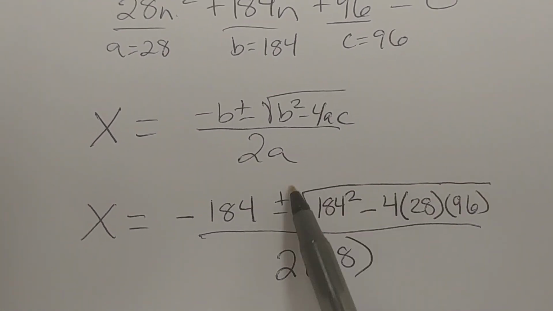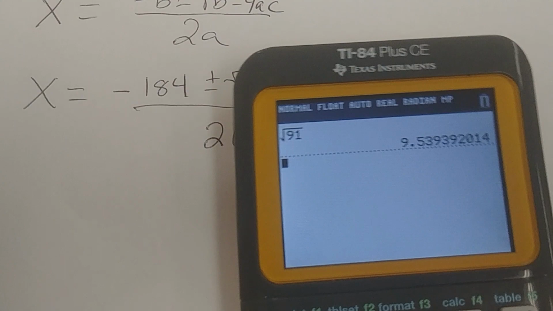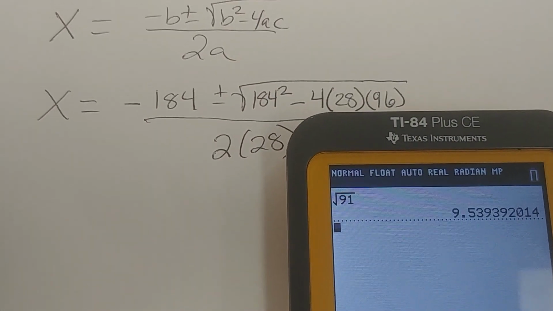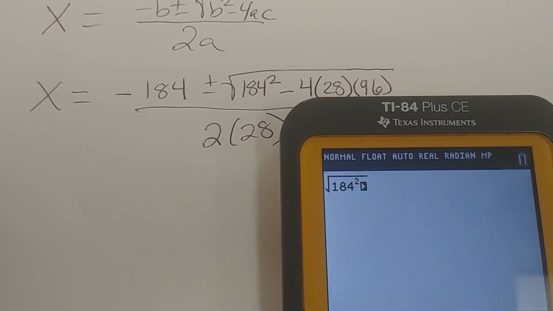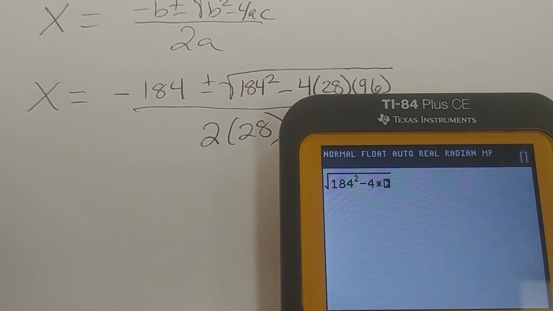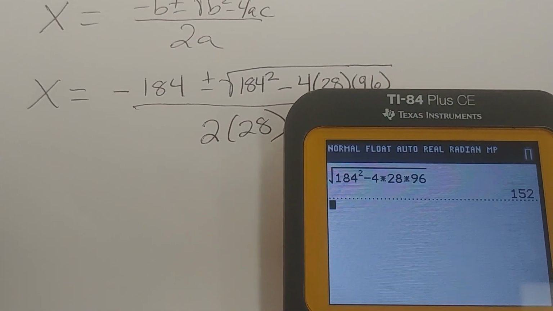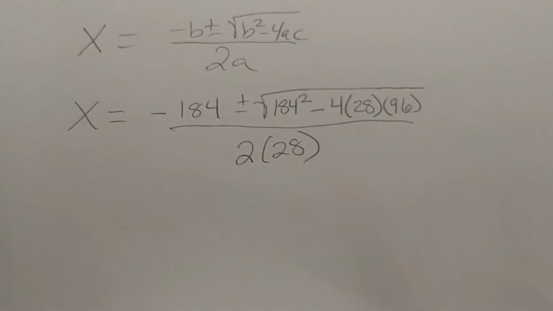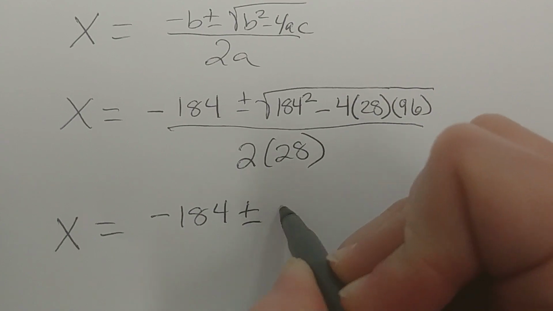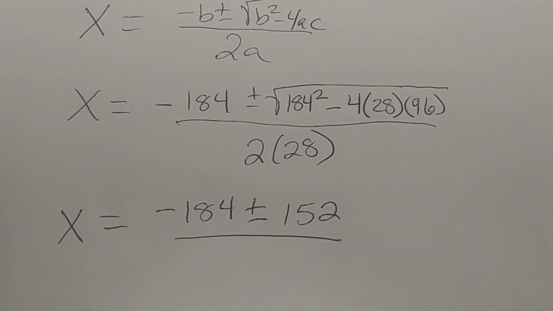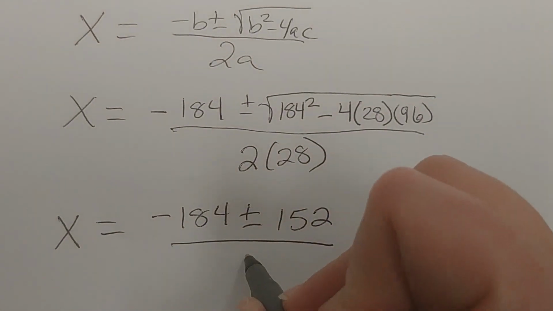So what I'm going to do now is put this in the calculator so I can get that answer, and hopefully it comes out to be pretty. If not, then we'll do it a different way. So clear out, hit second, get that x squared. So it's 184 squared minus 4 times 28 times 96. Enter. Oh yay, it's pretty. So it's 152. So when I clean this up, I've got negative 184 plus or minus 152, all divided by 2 times 28, which gives me 56 in the bottom.